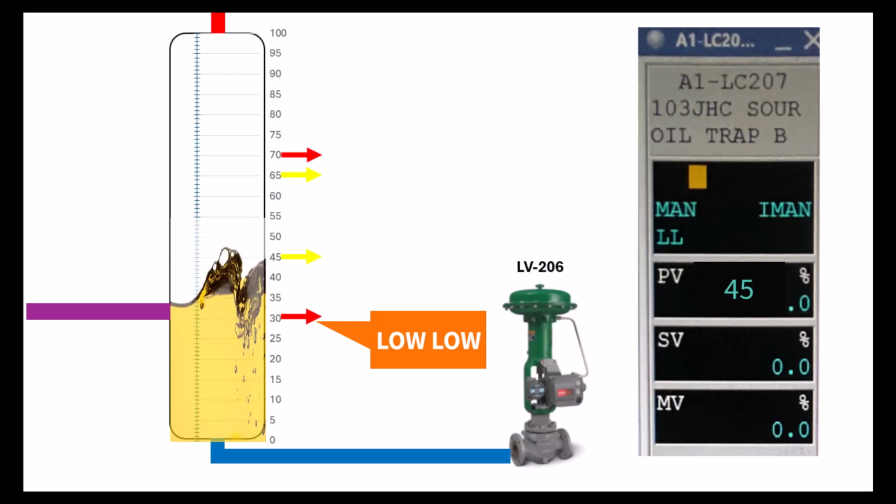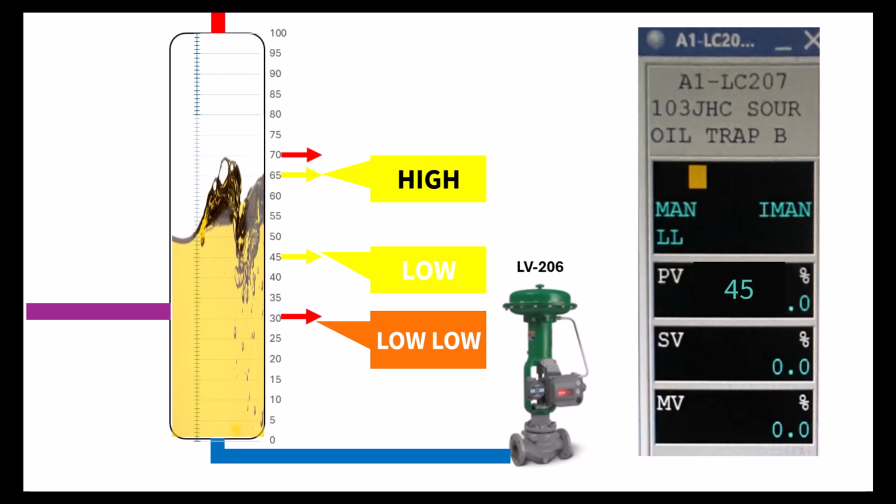Next there is a low alarm set at 45% level. This alarm will not send an audible or message to the console operator. This alarm set point will be used to tell the control valve LV206 or LV207 to go closed, all the way closed to 0%. On the top end, there is a high-level alarm at 65%, which will not give the operator a notification or message.